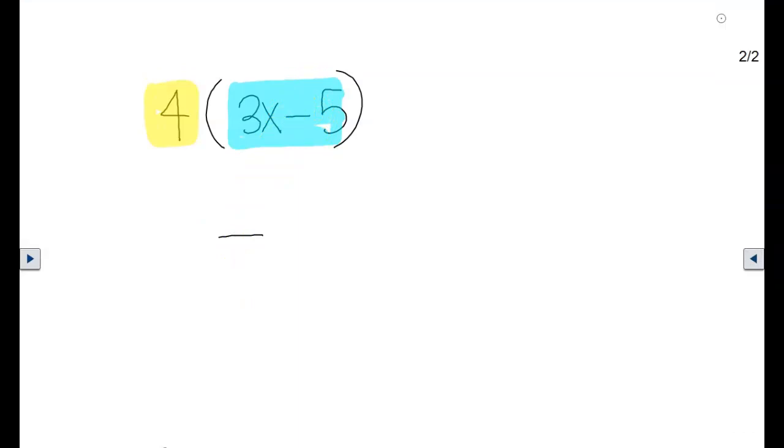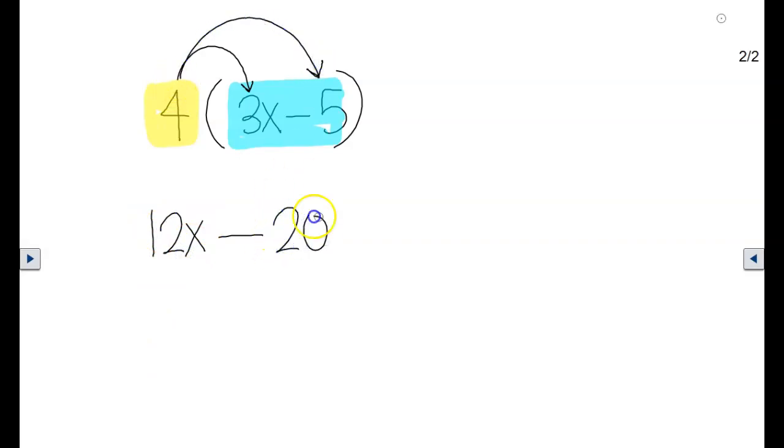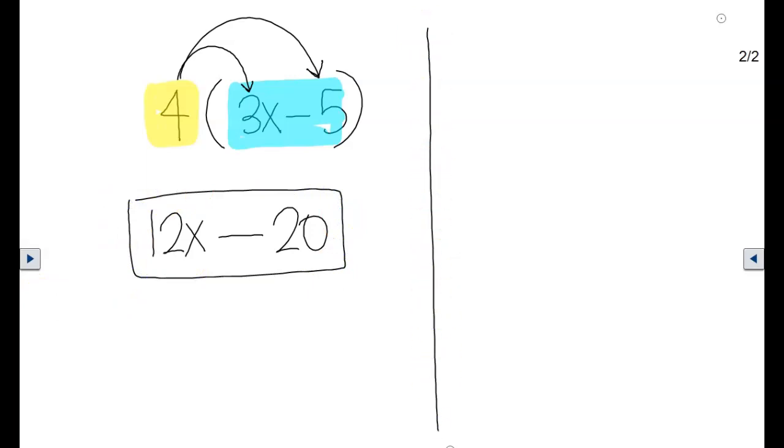Then we took the 4 and multiplied it by each member of the group. So we did 4 times 3x. 4 times 3 is 12, reattach x. And then we did 4 times 5, 20. So we get 12x minus 20. And notice here, no double sign in the middle, so I don't have to keep it, change it, change it. This is the answer. Now, that was the way we did it Tuesday.